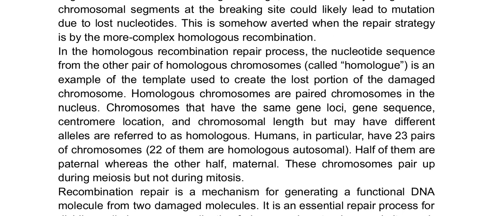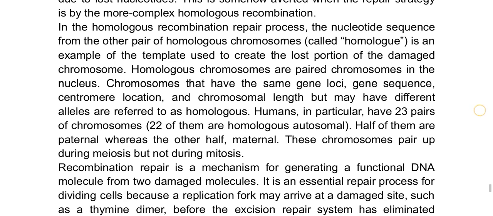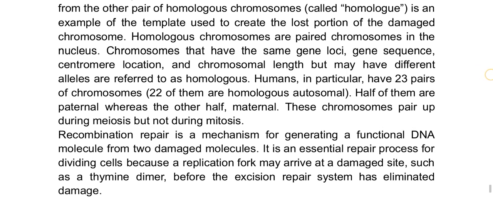In the homologous recombination repair process, the nucleotide sequence from the other pair of homologous chromosomes, called the homologue, is an example of the template used to create a lost portion of the damaged chromosome. Homologous chromosomes are paired chromosomes in the nucleus. Chromosomes that have the same gene loci, gene sequence, centromere location, and chromosomal length, but may have different alleles, are referred to as homologous. Humans in particular have 23 pairs of chromosomes. 22 of them are homologous autosomes. Half of them are paternal, whereas the other half maternal. These chromosomes pair up during meiosis, but not during mitosis.